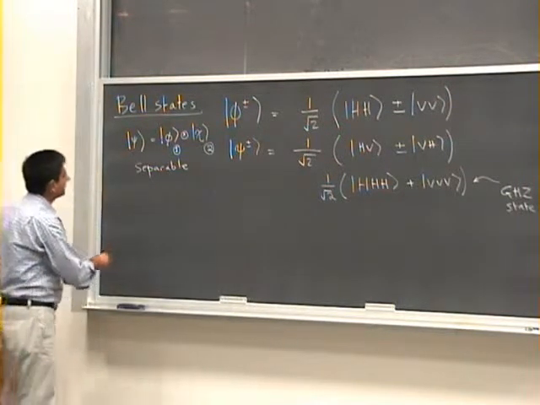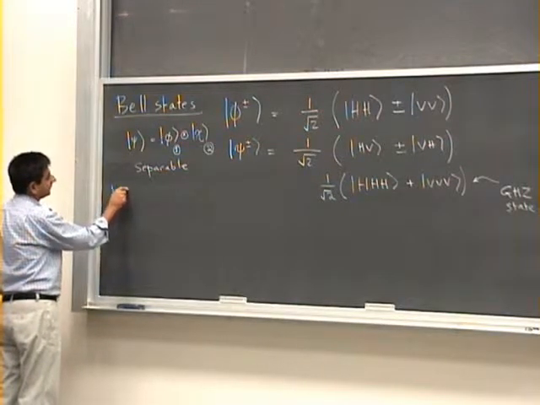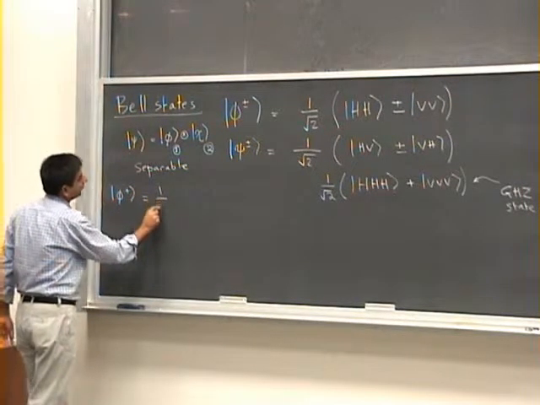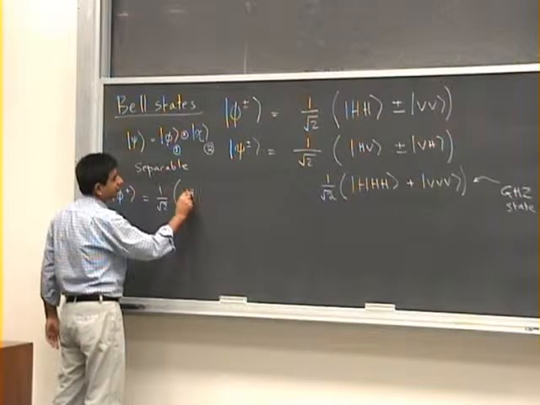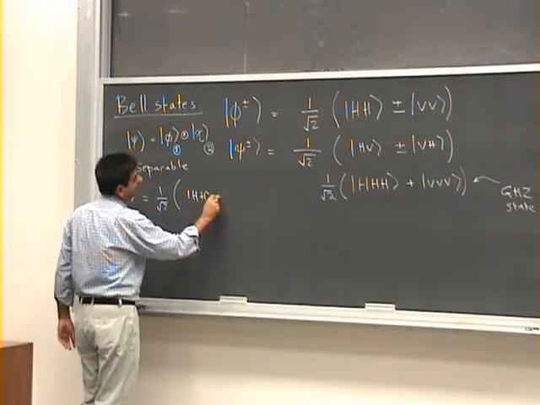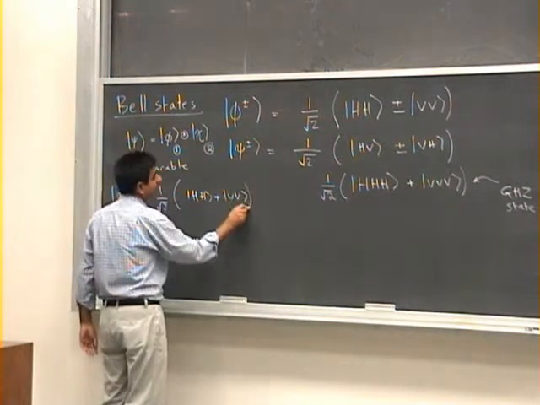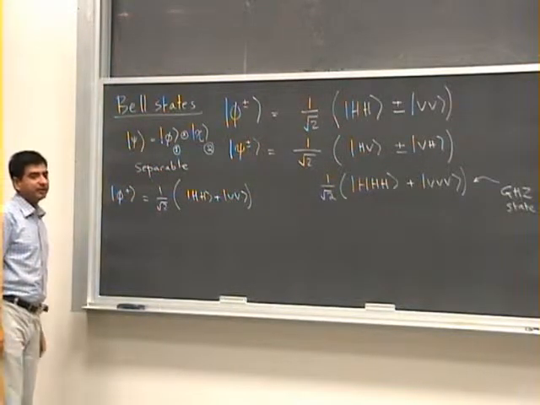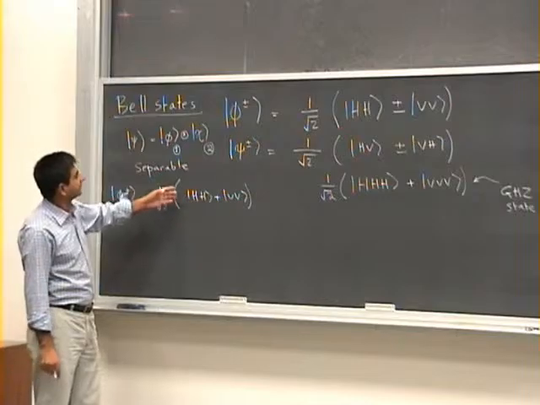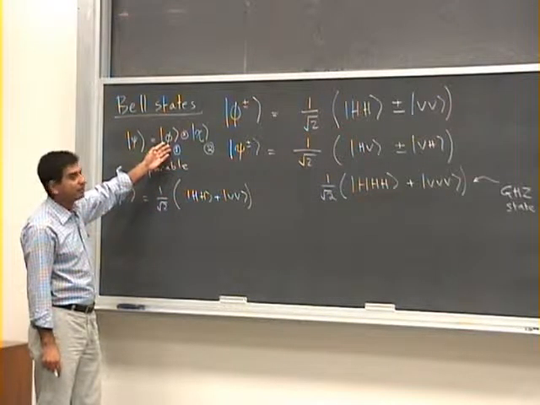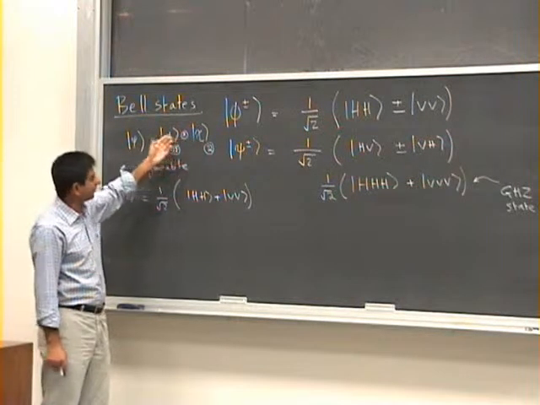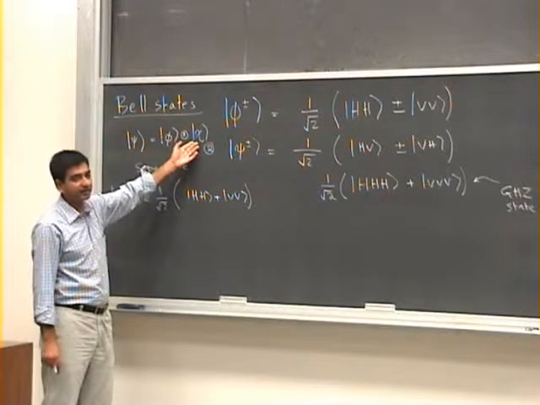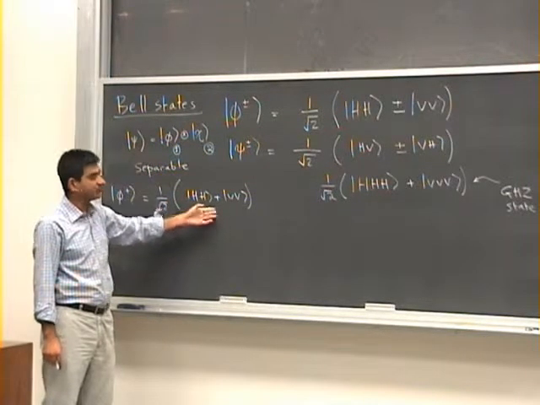For example, let's look at the Bell state, phi plus, 1 over root 2, HH plus VV. Now this state, no matter how hard you try, cannot be written as a tensor product of the first qubit of the first particle with the second particle. It's impossible to factorize this.